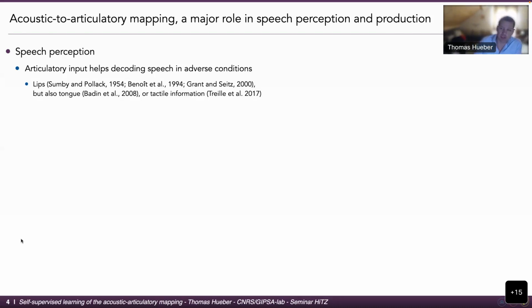So when we are perceiving speech in noise, we rely on articulatory movements, and the articulator we all have in mind is lip movements. We know for sure that it helps perceiving speech in noise, but it is probably less known that we can also benefit from direct visualization of the tongue, as shown by Badin and colleagues, or from tactile information, as reviewed quite recently by Treille.